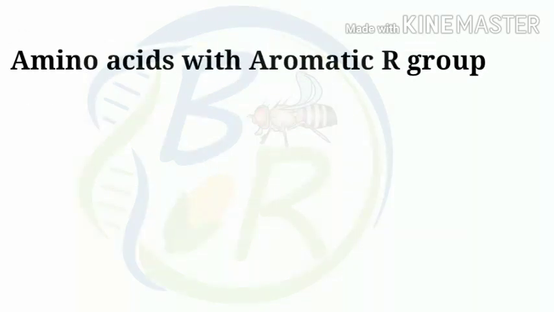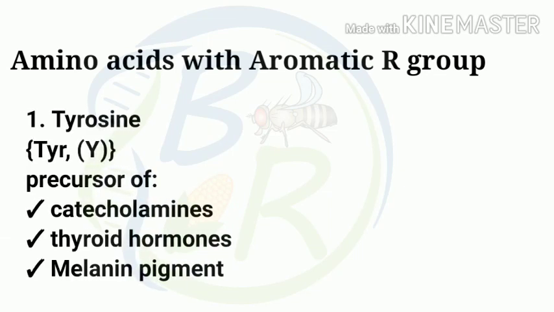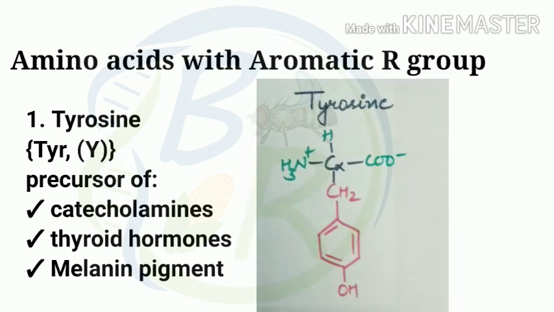Now the last category is the aromatic amino acids. The first one is tyrosine. Tyrosine has a phenol ring as the R group, and it has multiple accessory roles. Its first function is that it acts as a precursor for catecholamines, and catecholamines include different components such as dopamine, epinephrine and norepinephrine. Along with it, tyrosine is involved in the formation of thyroid hormone, and it also acts as a precursor for melanin pigment.